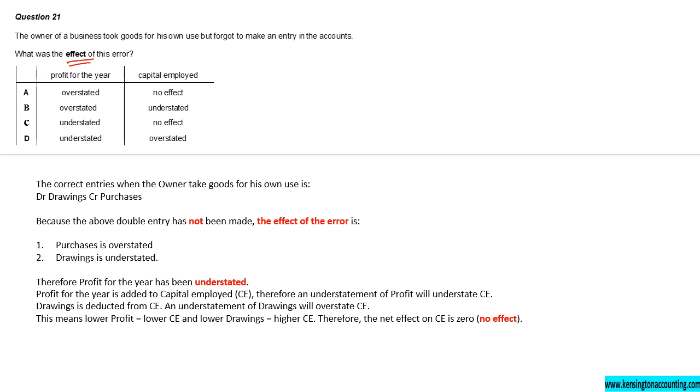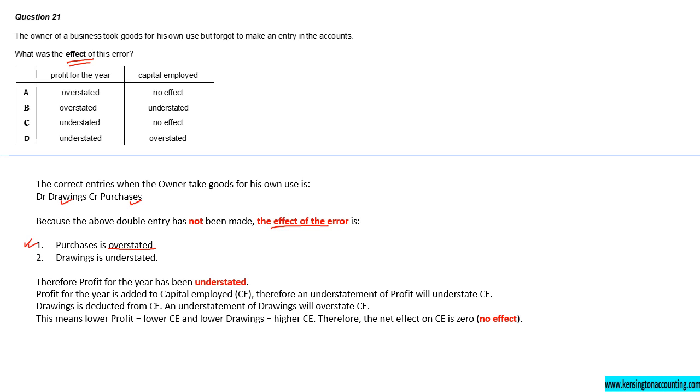Now, what is a normal entry for drawings of goods? It is to debit drawings and credit purchases. Now, when the owner didn't make this entry, the effect of this error is that, instead of crediting purchases, no credit was made. Therefore, the purchase account will be overstated, because no credit entry was made for this drawing of goods.